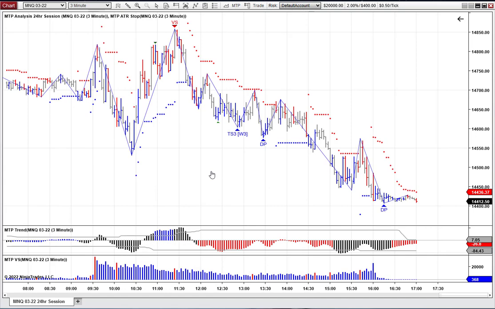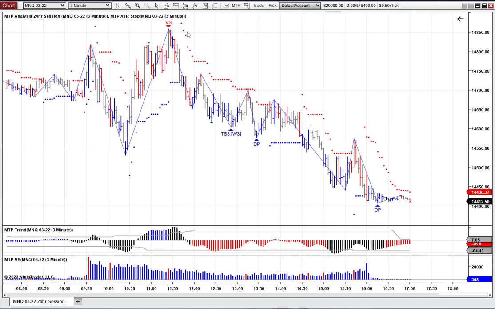Right, let's have a look at the 3-minute NQ from yesterday. In particular, I want to look at this VS sell that caught the high yesterday. This is a 24-hour chart of the NQ on a 3-minute time basis.